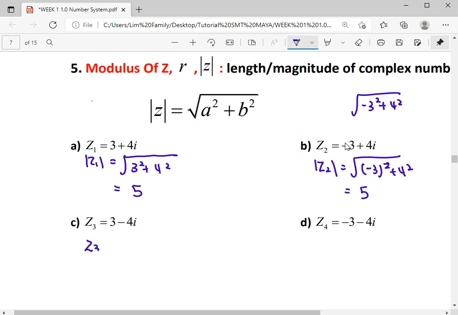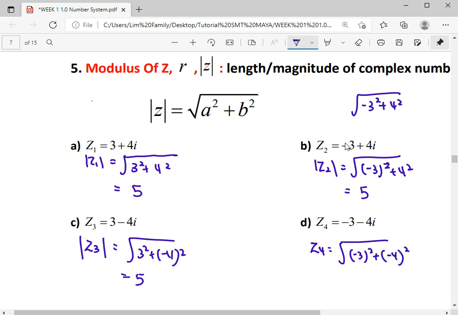Okay, Z3, we want to find the modulus of it. 3 squared plus (-4) squared, because the b is negative 4, also 5. Z4, square root of (-3) squared plus (-4) squared. Coincidentally, I gave you complex numbers that all have the same length, which is 5. So that will be our modulus. So we continue to the next part.